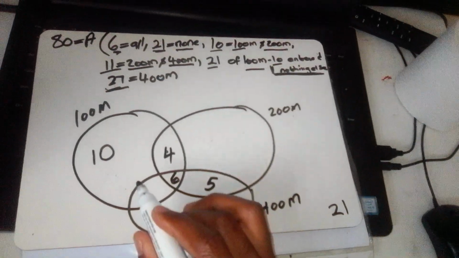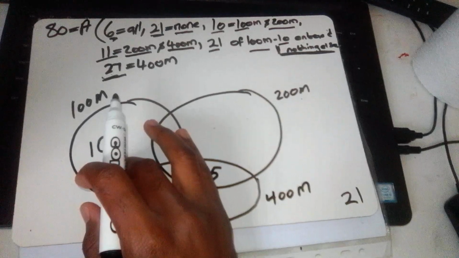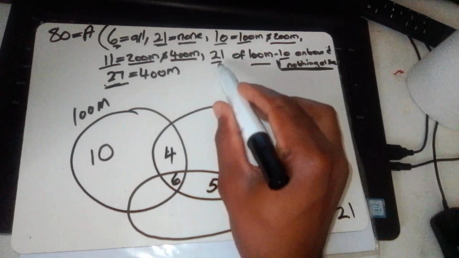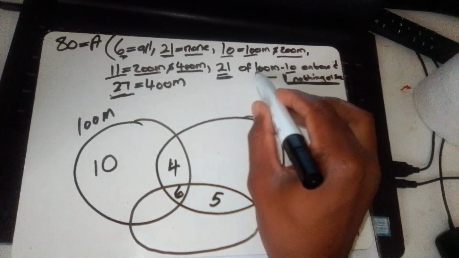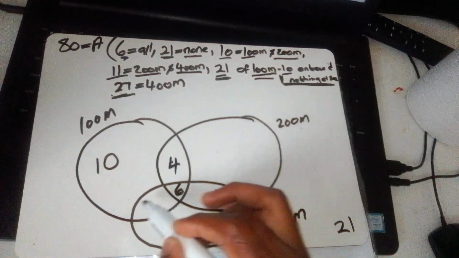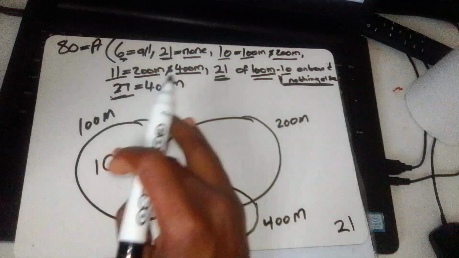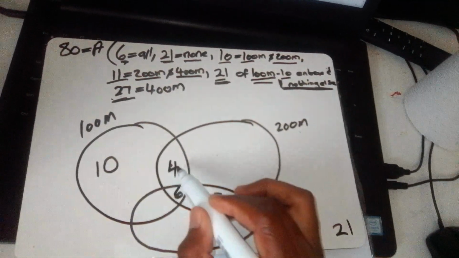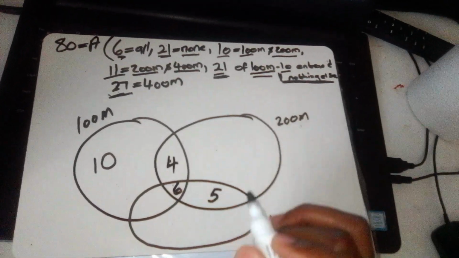For the 100, they say 21 athletes entered 100 and 10 of them entered nothing else. So this circle must give us 21. Let's see what we have so far. We have 10 plus 10 is 20, so we have 20. It means we are short of 1.